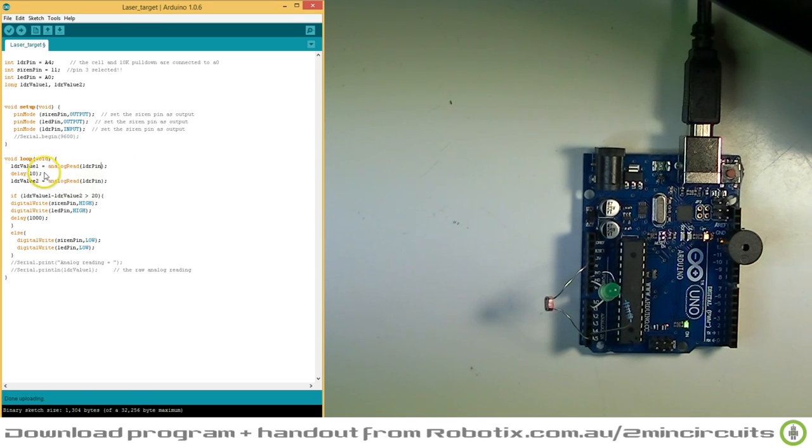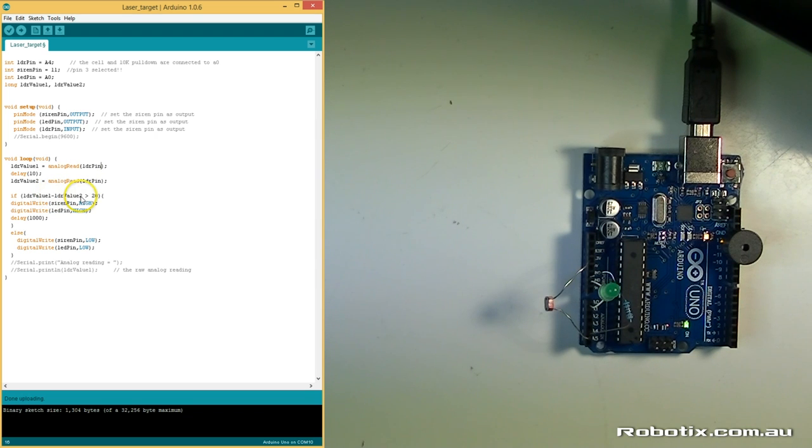We take two consecutive values of our LDR, and if our second value is smaller than the first value by 20 or more, so if the light level has gone down, then we're going to raise an alarm. If the light level has gone up, nothing is going to happen. So this only works when the laser beam is cut. Let's upload that and test it out.